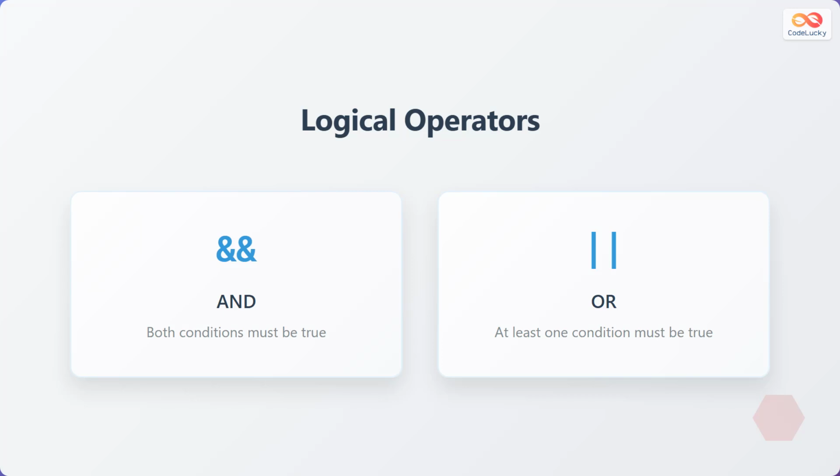Let's take a closer look at logical operators. The double ampersand represents the and operator, which means both conditions must be true for the entire expression to be true. The double vertical bar represents the or operator, which means at least one of the conditions must be true for the entire expression to be true.